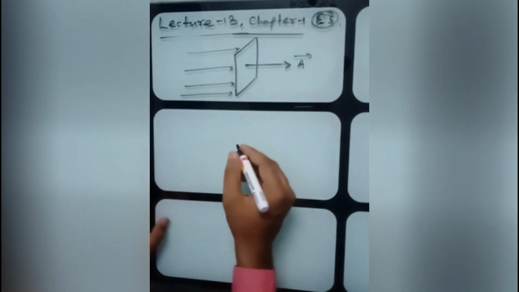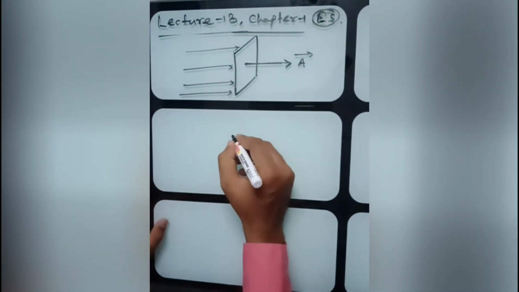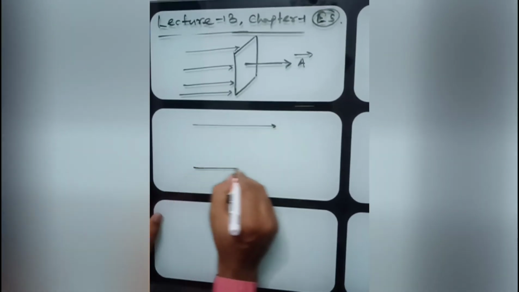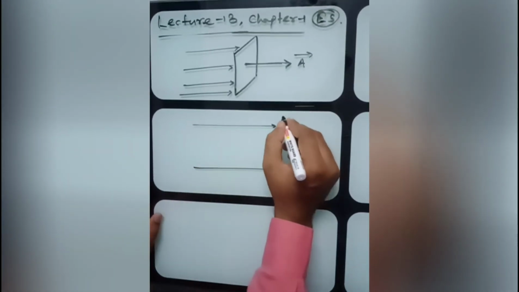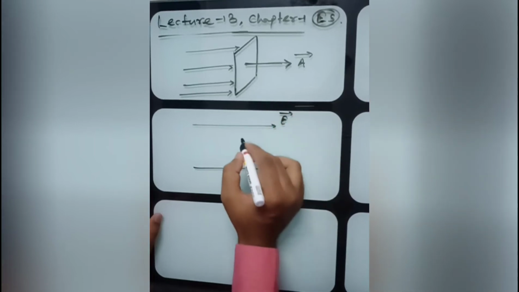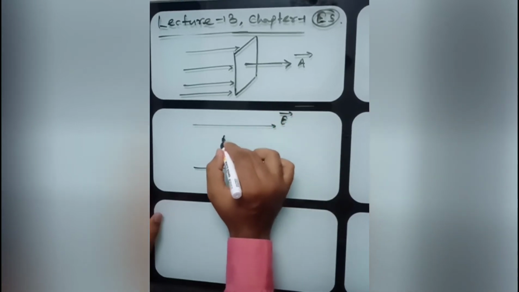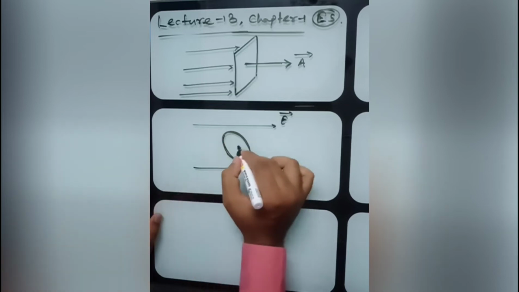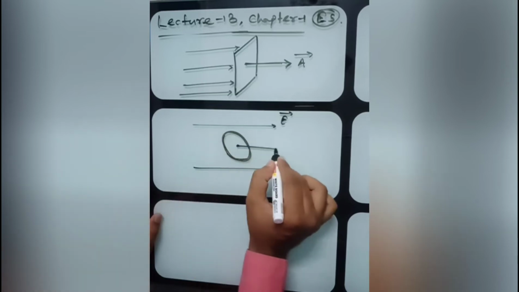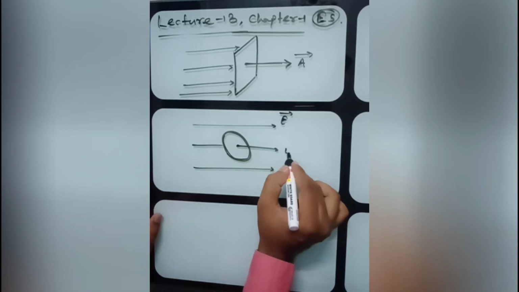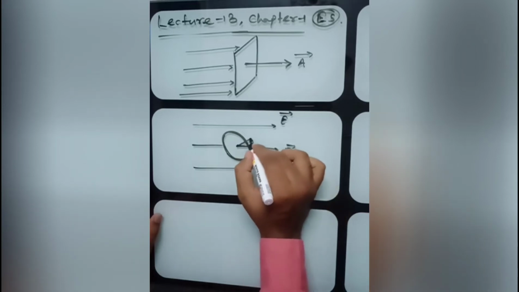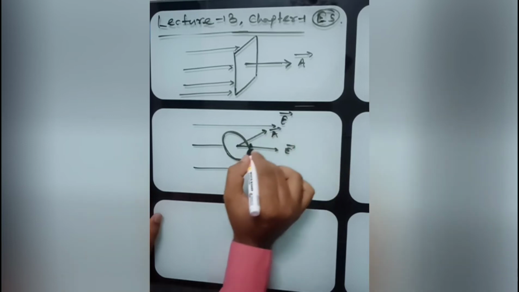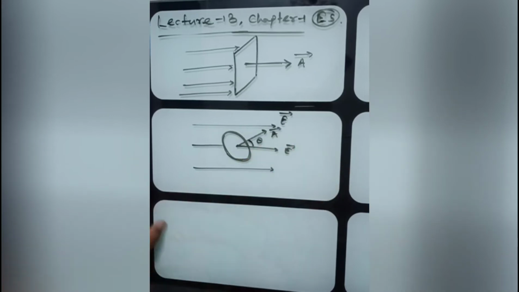Here, suppose the plate is oriented in such a way. This is the electric field, and the plate is oriented in this way. This is a circular plate and the electric field is in this way, but the plate is oriented in this way. Okay, the area is in this direction. It is making an angle theta.